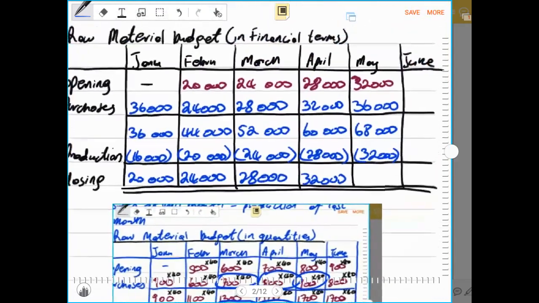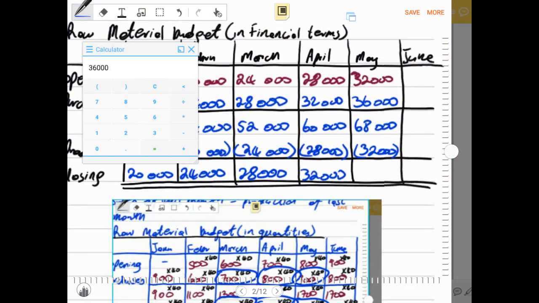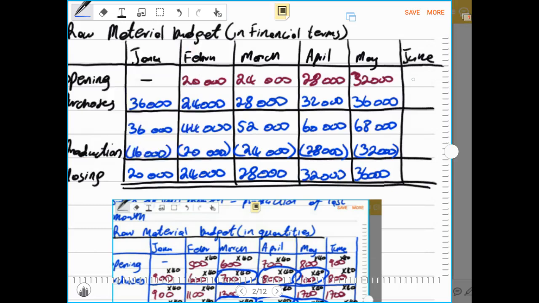32,000 rands. Then now 68 less 32 will give us 36, and this is 36,000 for the month of May. Then after 36,000 will be an opening balance.